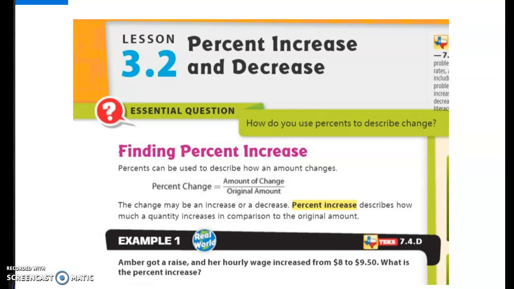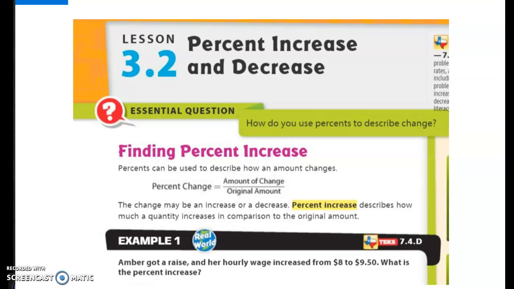year. So if you look on the screen there, finding percent increase has to do with describing how amounts change. Percent change is going to be the amount of change over the original amount. The change may be an increase or decrease as it says. At first, we're going to be dealing with the increase, and it will describe how much a quantity increases in comparison to the original amount.